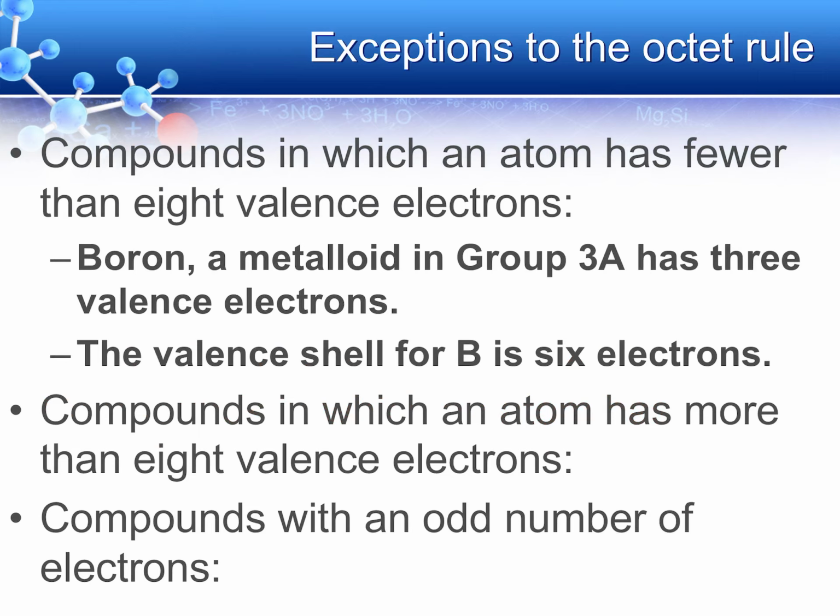So there are a number of compounds in which we can draw Lewis structures in which we do not obey the octet rule. So let's start first with compounds in which the atom has fewer than 8 valence electrons, and boron is the best example of that. It is a metalloid in group 3A that has 3 valence electrons, so when it forms bonds, its valence shell has 6 electrons and not 8.